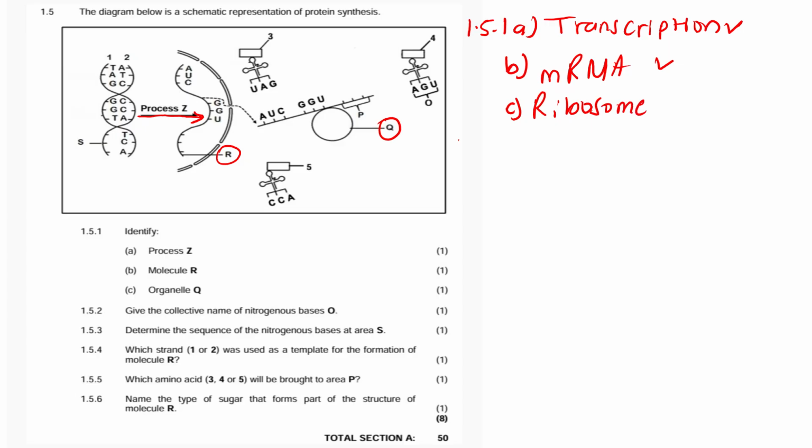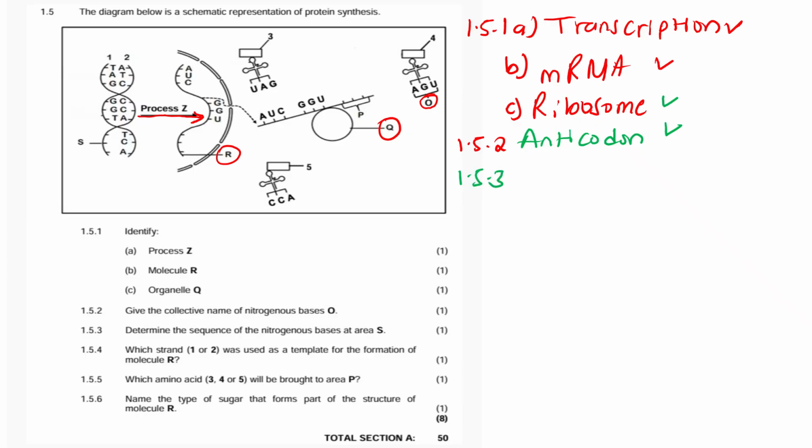Now, 1.5.2. Give the collective name for nitrogenous bases O. So the collective name is what we call anticodon, right? Anticodon. Very good.